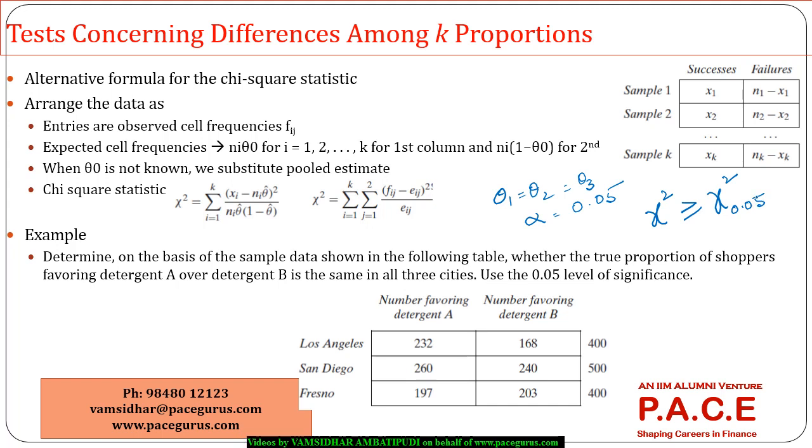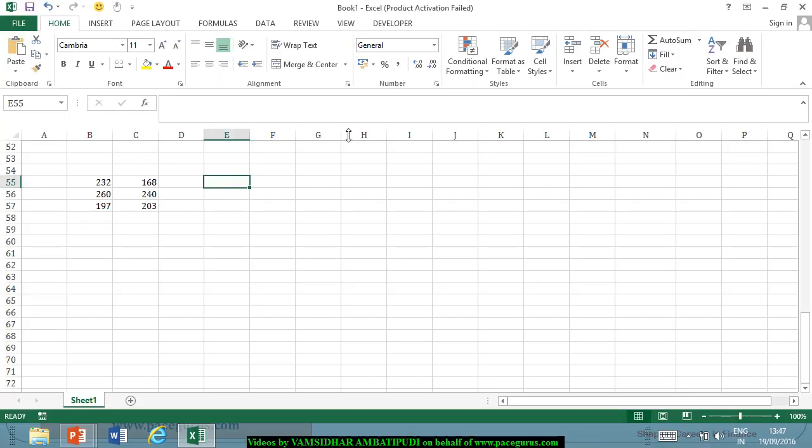So if my computed chi-squared value is greater than or equal to chi-squared with 0.05 and k, in this case k is 2, because two independent columns is what I am typically looking at. So chi-squared with 2 degrees of freedom, because we are talking of 3 different rows of data. The degrees of freedom becomes n minus 1, which is 2. And we have to go with the pooled estimate as well here.